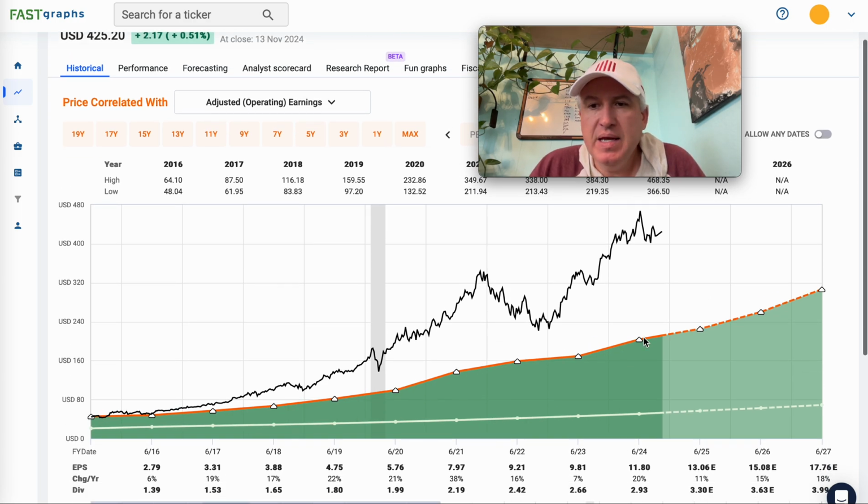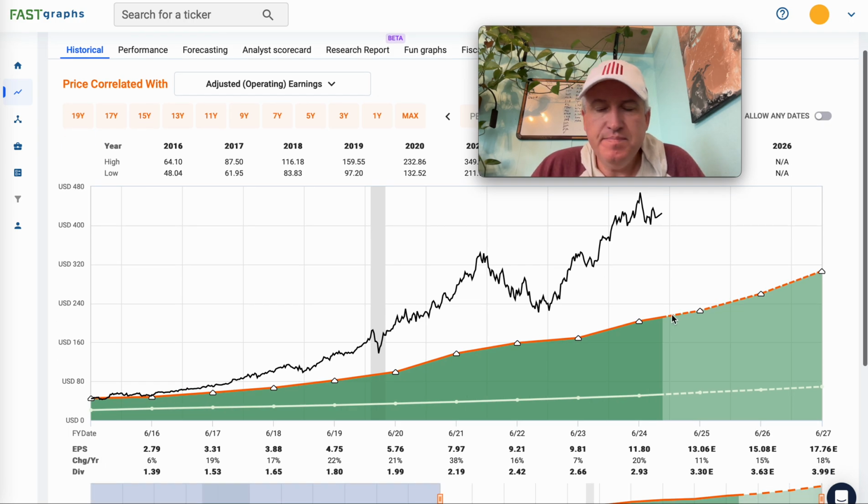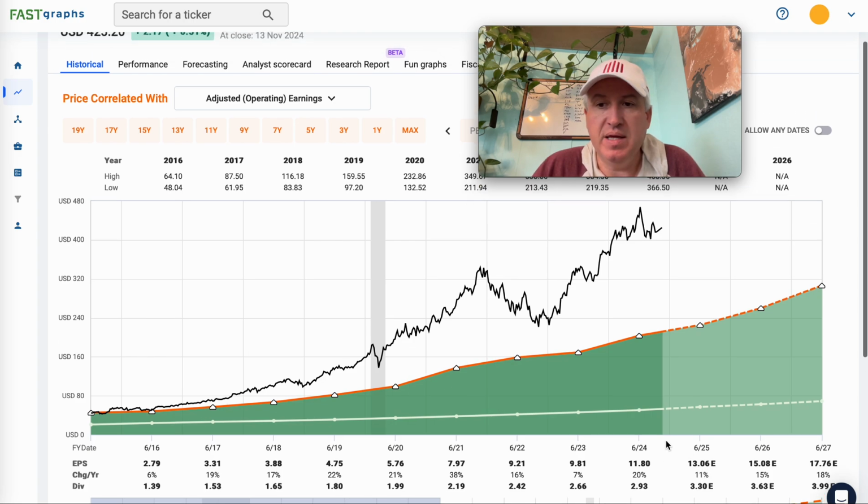So here's where we are. The last time that I looked at the stock in July, earnings per share for 2025 were expected to be $13.28 per share. Now they're lowered. So analysts have lowered their expectation for 2025, which is notable, I think.